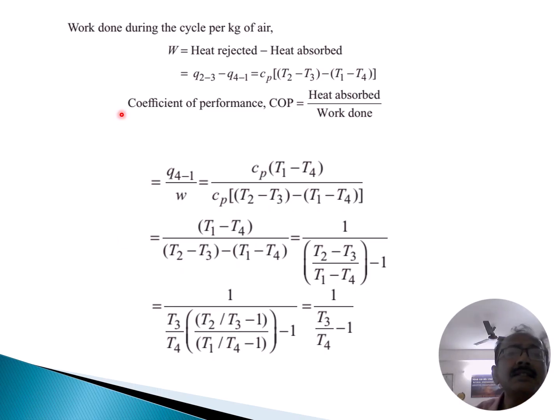Now the work done during the cycle per kg, W, is nothing but the heat rejected minus the heat absorbed, so Q23 minus Q41. The coefficient of performance, COP, is the heat absorbed divided by the work done. We put in the formula values, Q41 and W, and ultimately we get 1 divided by (T3/T4 minus 1). That is the coefficient of performance.